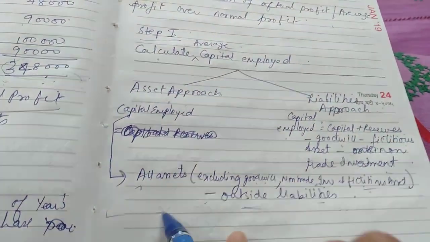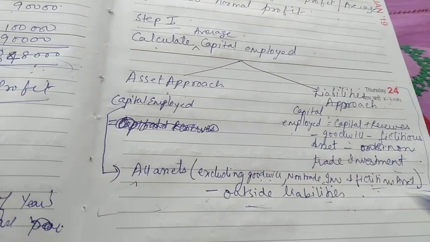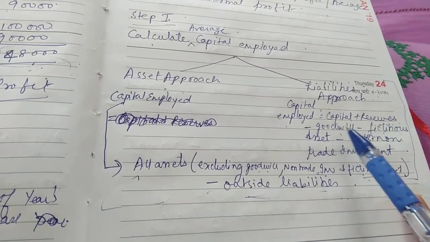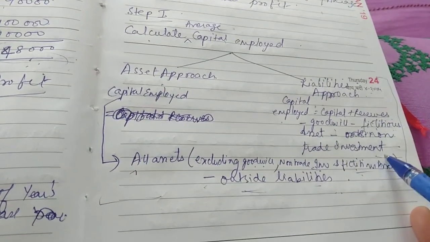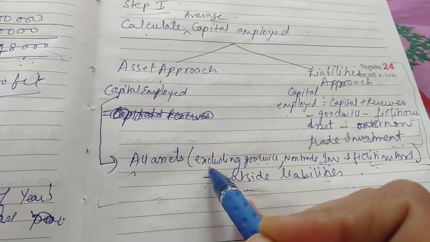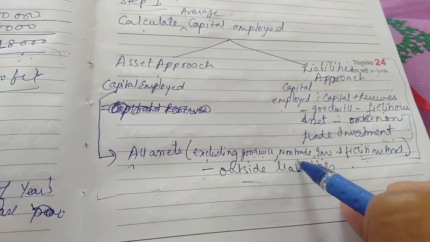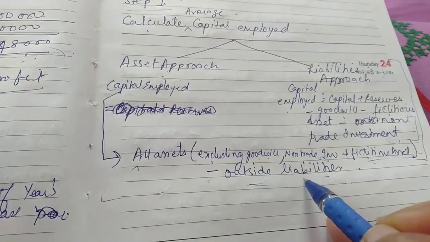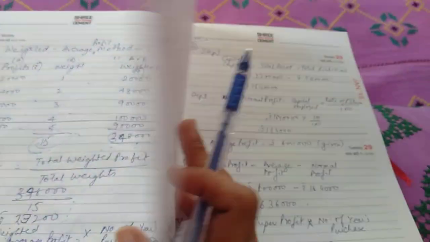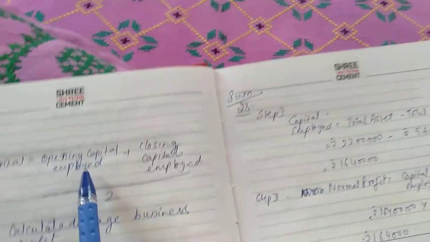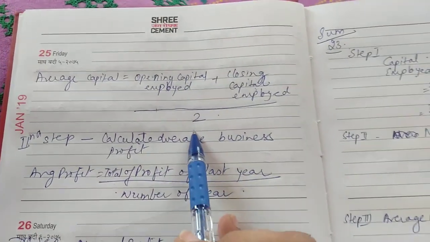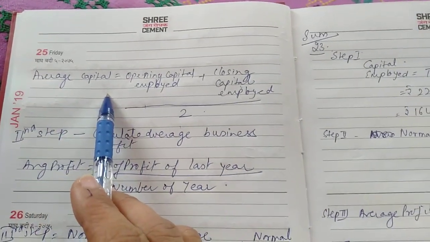This was already made clear to you in your plus one also, how to calculate capital employed. Once again, from the liability side you will add capital plus reserves, and then deduct goodwill, fictitious assets and non-trade investments. Non-trade investments will be mentioned as such in your question. Same from the asset side, all the assets excluding goodwill, non-trade investments and fictitious assets, less outside liabilities. So you are going to get your capital employed. And how will you calculate average capital employed? The formula is average capital employed equals opening capital employed plus closing capital employed divided by 2.